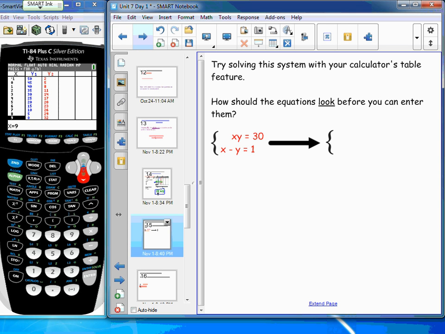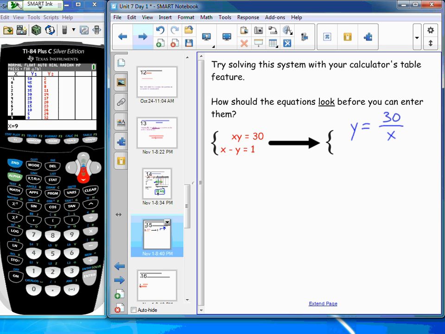In the first case, we need to solve for y. So I'm going to divide both sides by x. So in my first equation, I divide both sides by x, so I get 30 divided by x. In the second equation, I'd have to either do 2 steps.